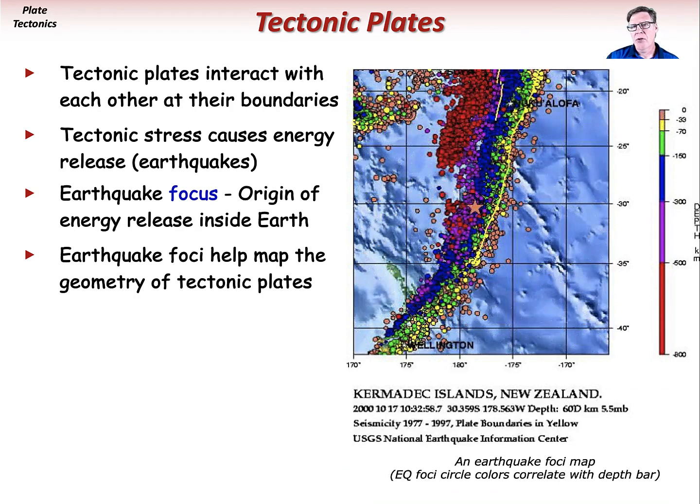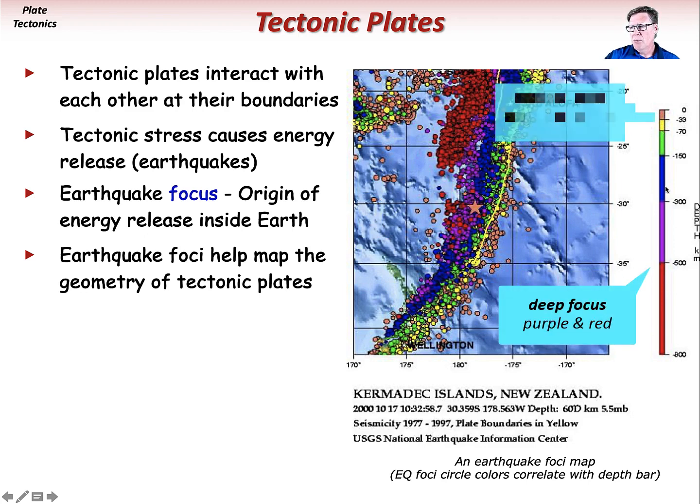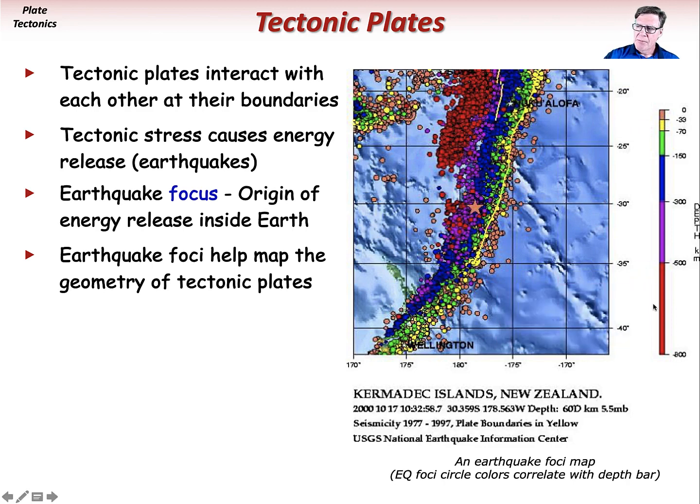Here is a map of earthquake foci in the southwestern Pacific near New Zealand, and the different colored circles represent various earthquake foci of different depths. And the scale here goes from more shallow to deeper. Orange and yellow are the more shallow ones, and then green and blue and progressively deeper purple, and then even red.